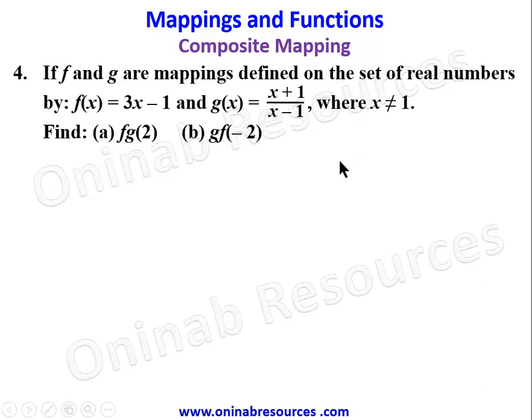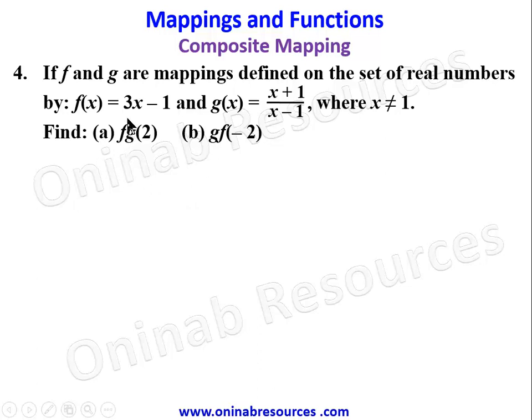We go to problem 4. For problem 4, if f and g are mappings defined on the set of real numbers by f of x is equal to 3x minus 1 and g of x is equal to x plus 1 all over x minus 1, where x is not equal to 1. Immediately x is equal to 1, the function diminishes, so x is not equal to 1 there. So we have to find a, fg of 2, and b, gf of negative 2.